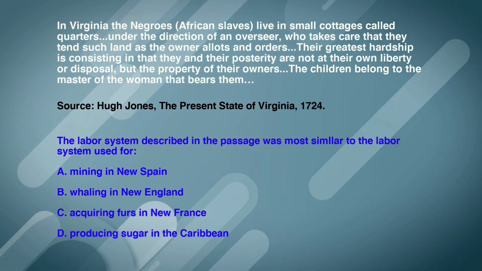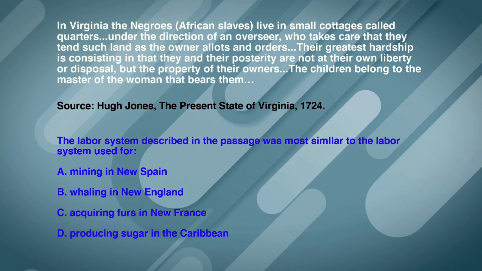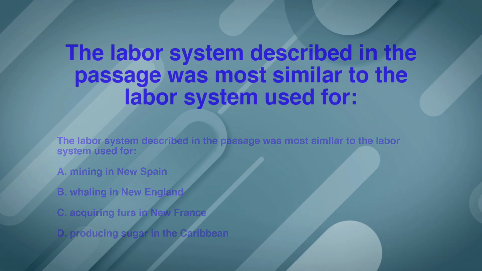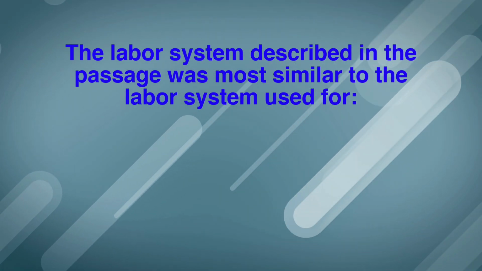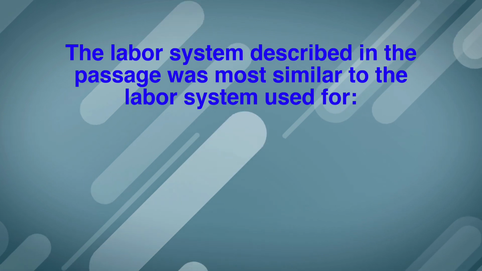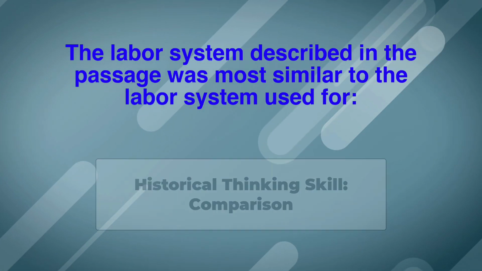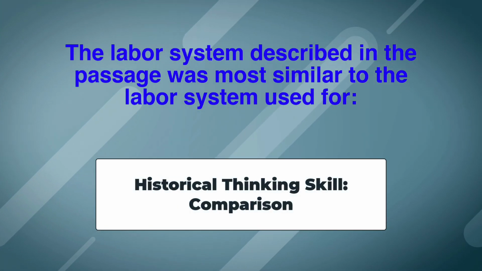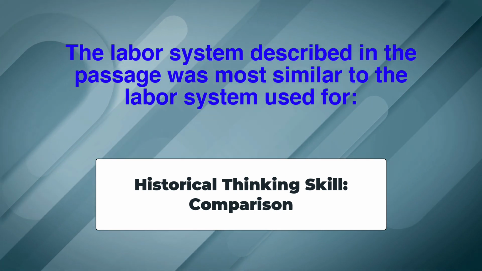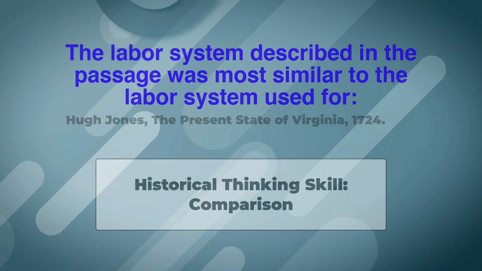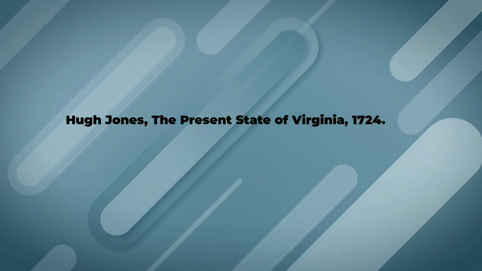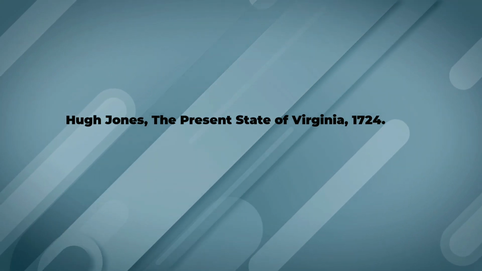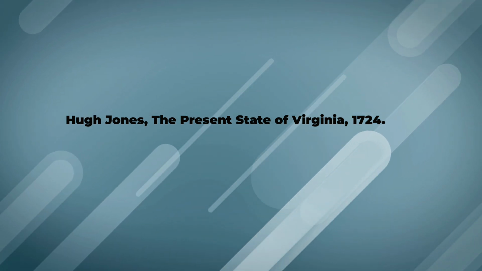So the very first place that we want to start off with when we're taking a look at a passage is the prompt. In this particular case, the prompt is, the labor system described in the passage was most similar to the labor system used for. Now, when we look at something like that, we see that the historical thinking skill here is about comparison. Next, we're going to take a look at the source. The source is by Hugh Jones, The Present State of Virginia, 1724.